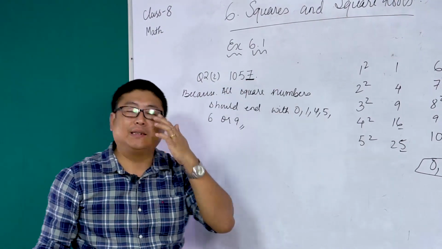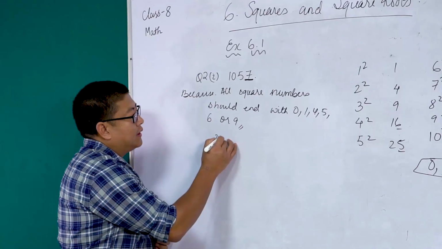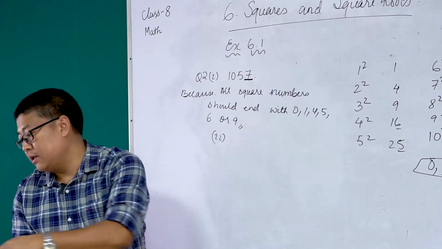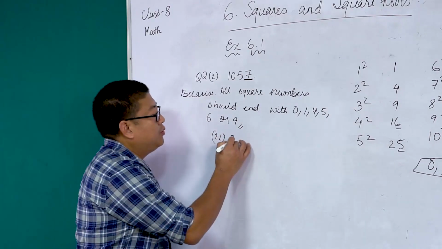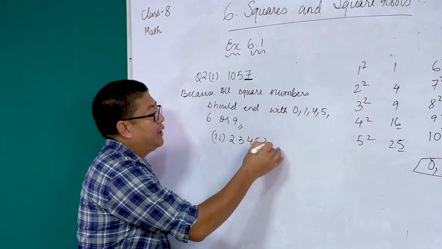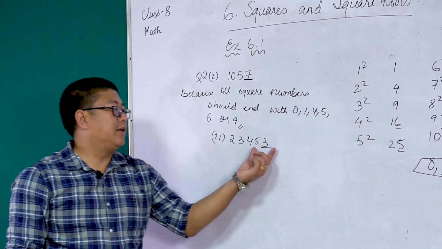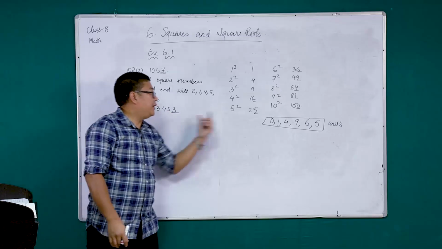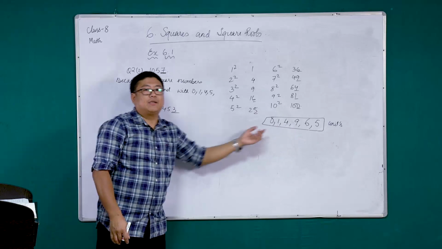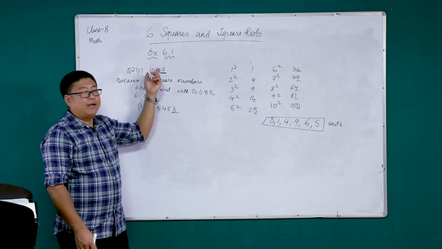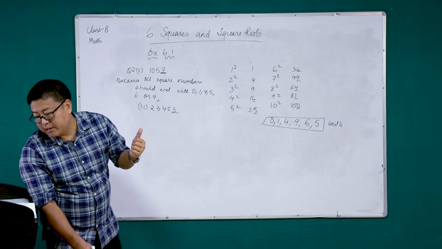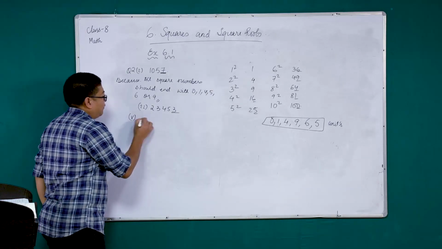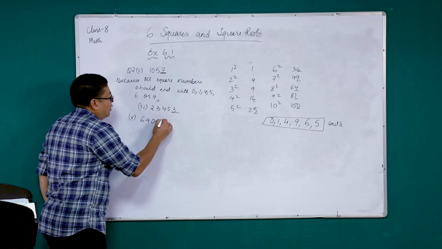Alright, so this is the same case for all the numbers. The same thing applies to question number 2, 2, 3, 4, 5, 3. Just look at the last digit, the unit place digit. It is 3. It's not here. That means this is the reason why it is not a square number. Now there may be some cases like question number 5, 6, 4.